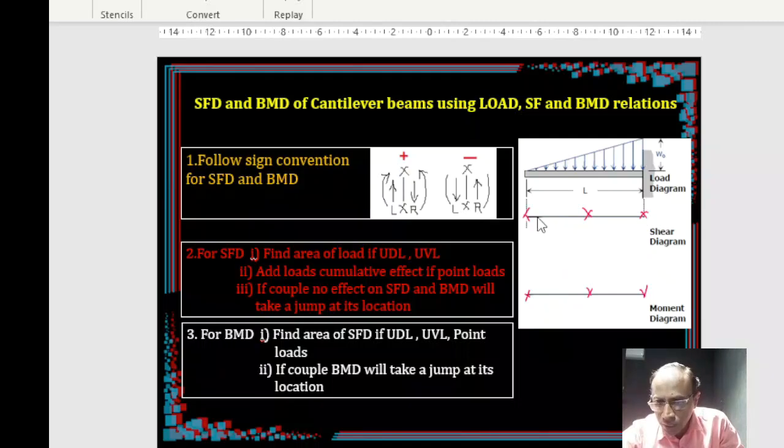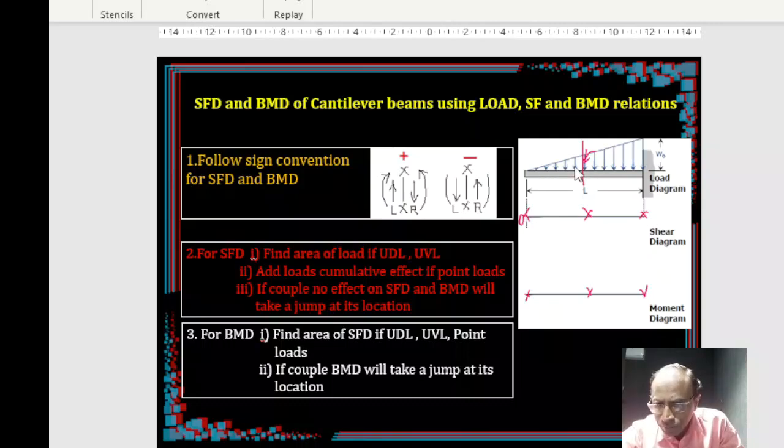So let's see the first one. If I want the ordinate here, what is the area of the shear force diagram up to this? Before this nothing is there, therefore the ordinate here becomes 0. So this ordinate is 0. Second ordinate, if I want the ordinate here, you find the area of the loading diagram from here to here. So for that I need the ordinate here, right? That is very simple to find.